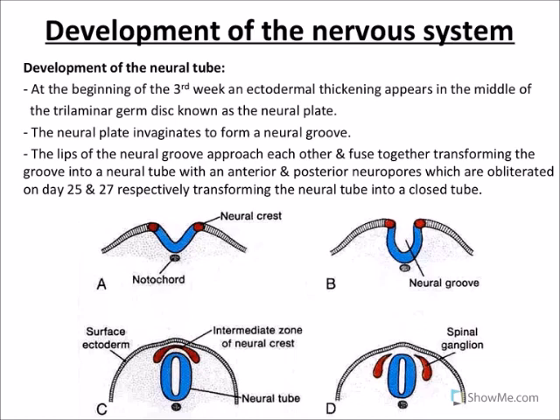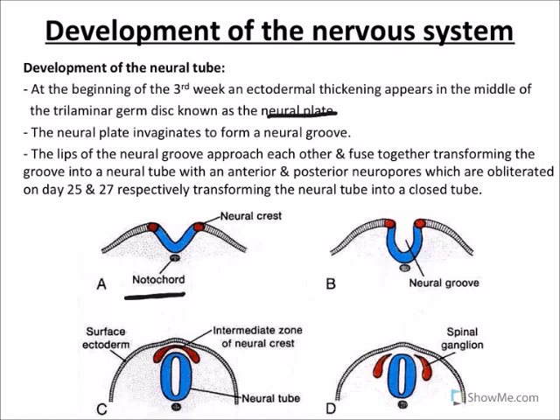So as you know, the trilaminar disc develops very early after the implantation as ectoderm, mesoderm, and endoderm. The thickening of the ectoderm is known as neural plate. So the first step is formation of neural plate. The neural plate is like a thickening in the surface ectoderm of the embryo. The notochord, which is this part, is the triggering factor of this process.